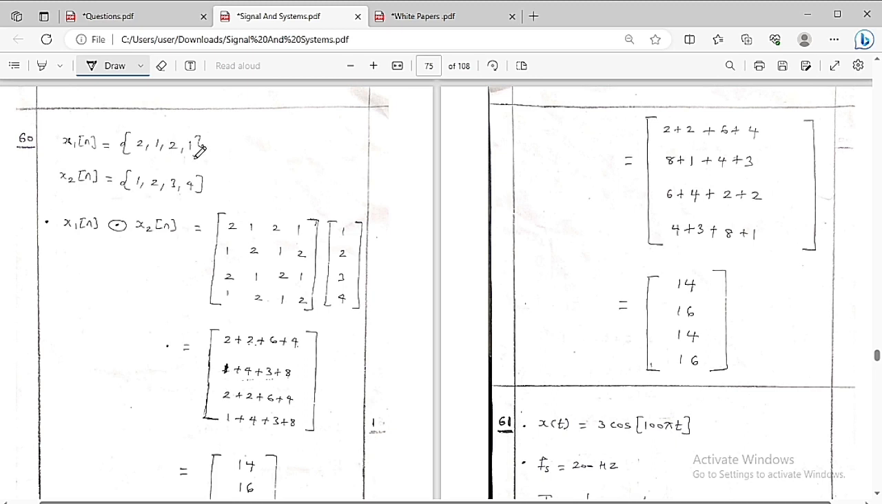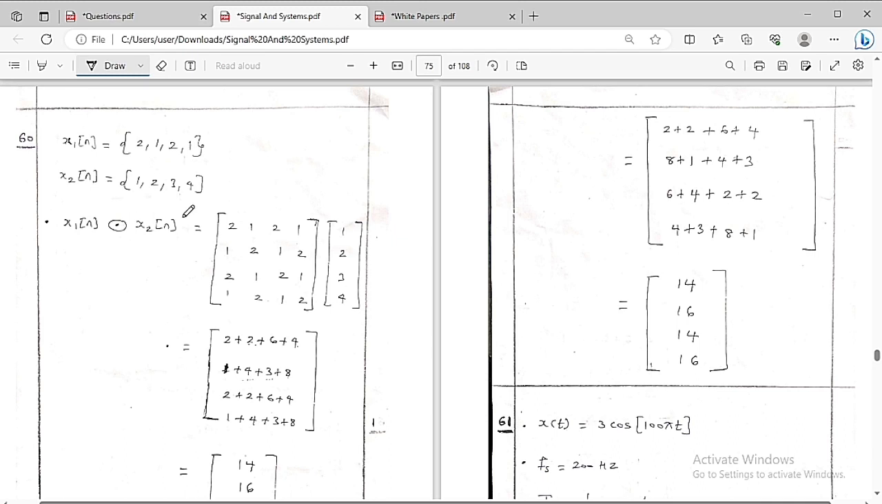In the question, x1 of n is given as 2, 1, 2, 1, and x2 of n is given as 1, 2, 3, 4. What is the circular convolution of x1 of n and x2 of n? So what is the representation? A circle with a dot is called circular convolution.